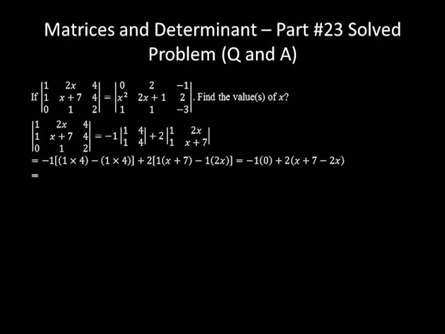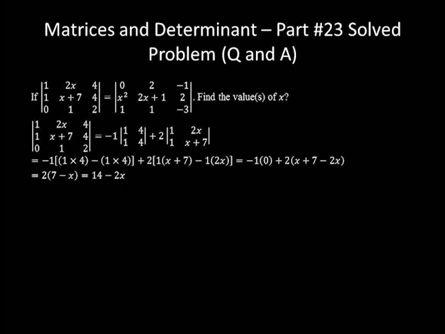which is equal to negative 1 times 0 is 0, 2 times x plus 7 minus 2x is minus x, which is equal to these 2 outside the bracket multiplies each element inside the bracket. 2 times 7 is 14 minus 2 times x is 2x. So this is the determinant of the first 3 by 3 matrix.